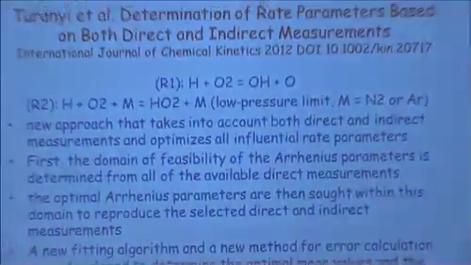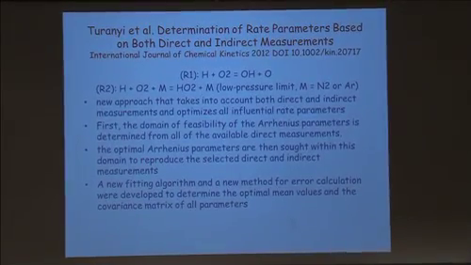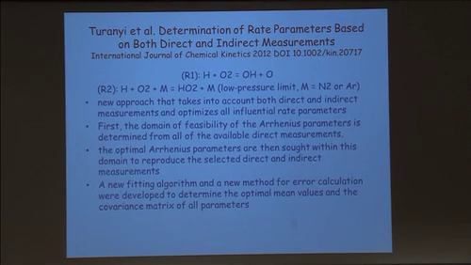So this is the approach that he uses. First of all, the domain of feasibility of the Arrhenius parameters is determined from all of the available direct measurements. So these are direct measurements of these two reactions. And I'll explain what he means by this in a minute. Then the optimal Arrhenius parameters are then sought within this domain to reproduce the selected direct and indirect measurements. So he's fitting to both the direct values for the rate coefficients and also the ignition delays, or whatever indirect measurement he's using.